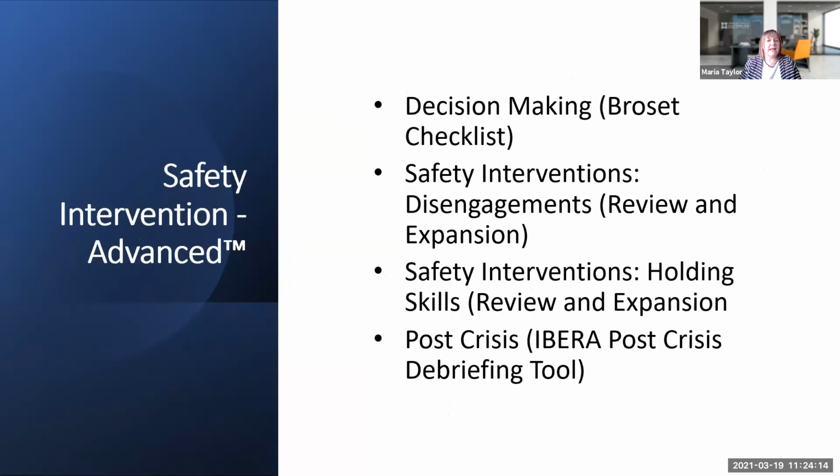Moving on to Safety Interventions Advance. The content in Module 7 in decision making is added to with the inclusion of the Brosset checklist. Disengagement skills are expanded to include the high risk neck hold, and holding skills are expanded to include the use of a third person in standing and seated holds, team interventions, and transitions and slips and trips to the floor. Unit 9 post-crisis is expanded by the inclusion of the IBERA post-crisis debriefing tool.